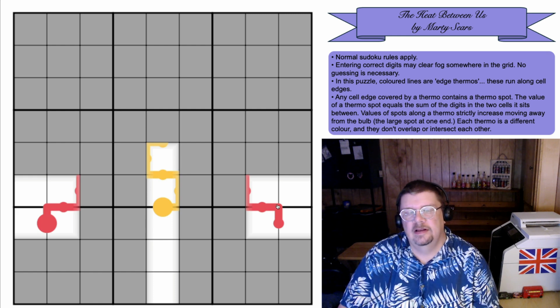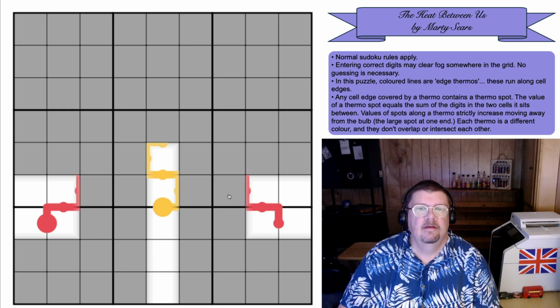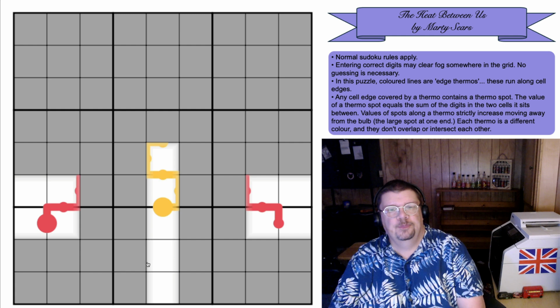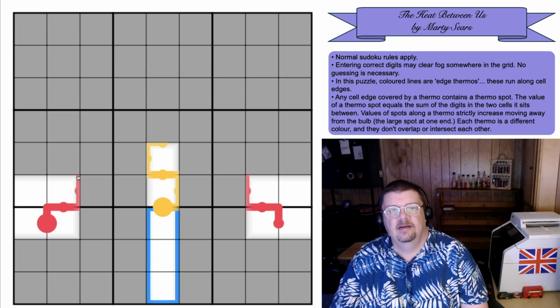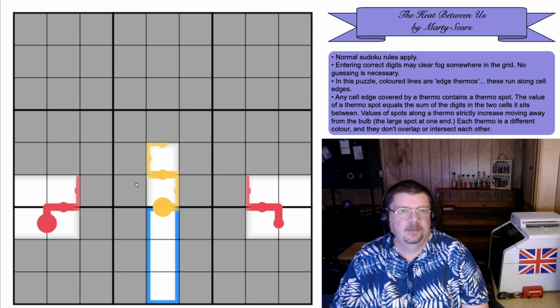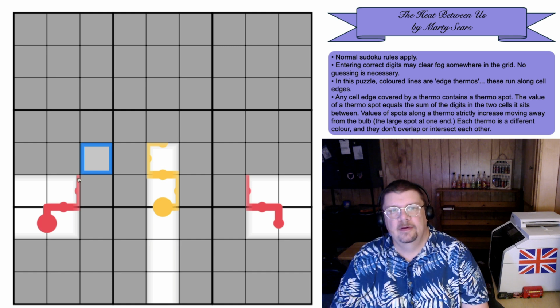Okay, this is clearly the same thermo as this. Very clever. All right. We can see from these three cells that are unfogged that our red thermo does not come underneath here. So it must go over the top.